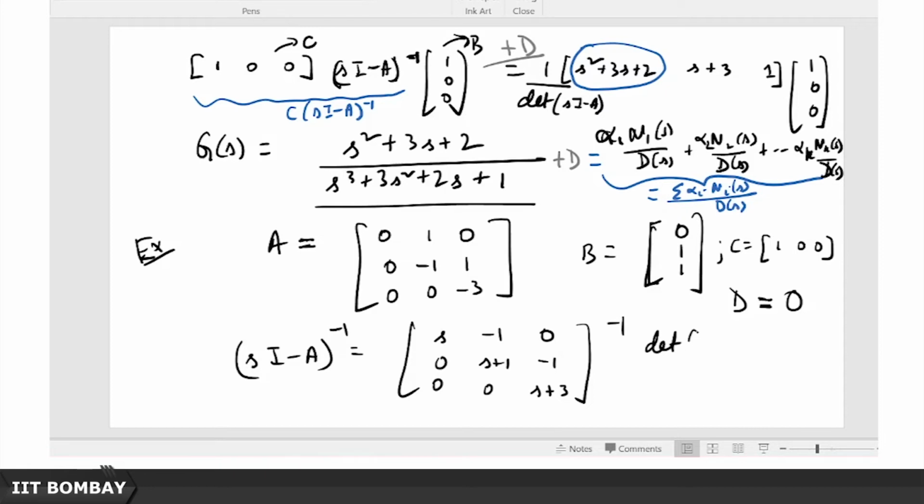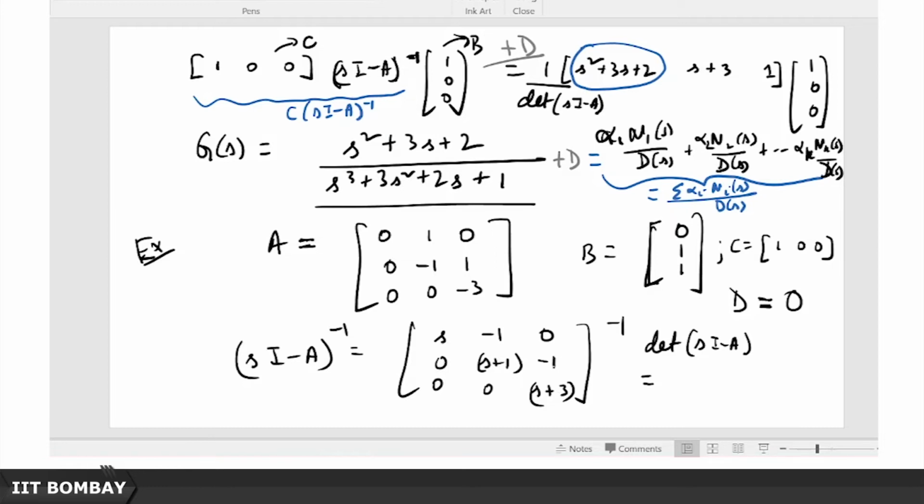So let me try to find out the determinant of sI minus A. This determinant of sI minus A in this case will be pretty simple, because it is a triangular matrix. You can check that it is going to be nothing but just the product of these 3 terms. So anyway, let me not skip that. It is a fact that if you have a triangular matrix, upper triangular or lower triangular, in this case it is upper triangular, the determinant of a triangular matrix is just going to be the product of the diagonal entries.